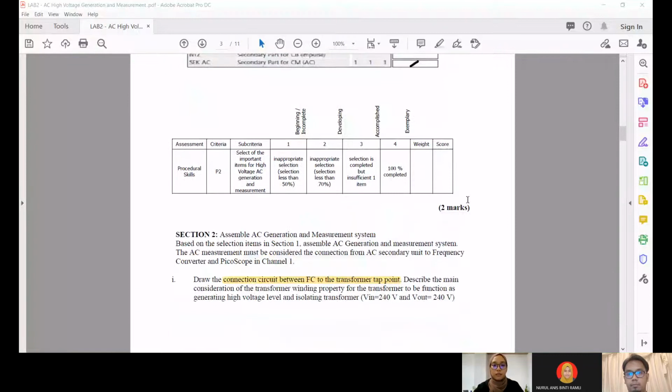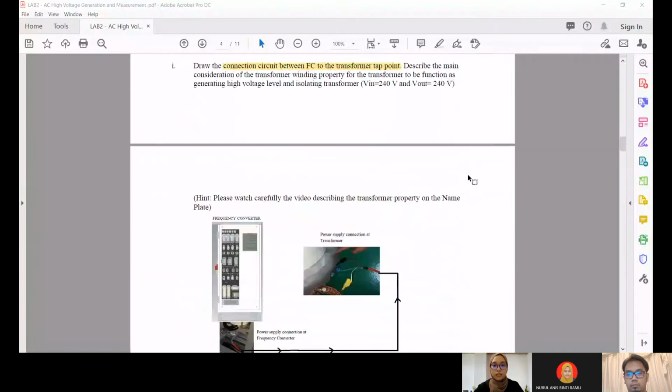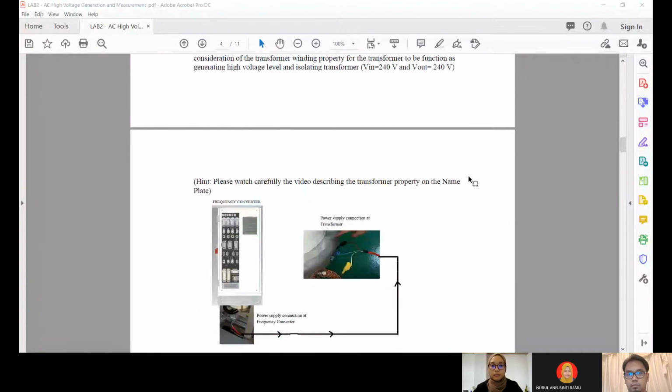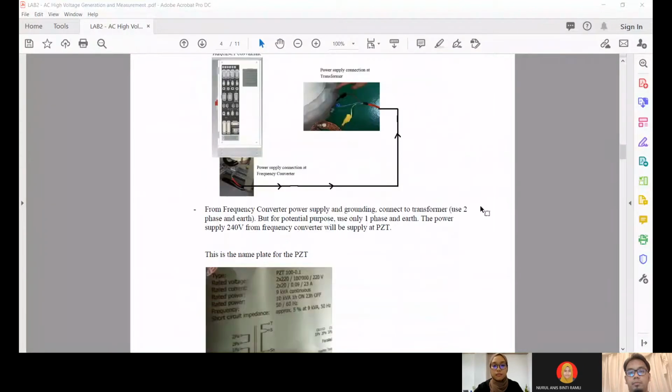Okay, for section 2, this is the connection circuit between the frequency converter and the transformer tap point. From the frequency converter power supply and grounding, connect to the transformer by using two-phase and earth. But for potential purposes, we only use one-phase and earth. The power supply is 240 volt from the frequency converter and will be supplied at the PZT.